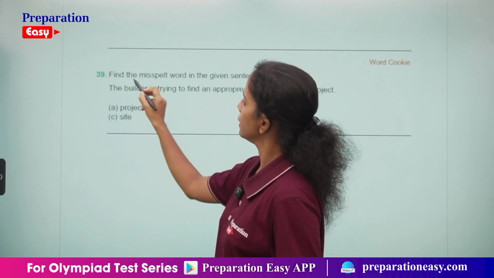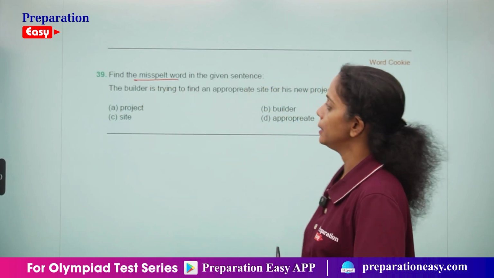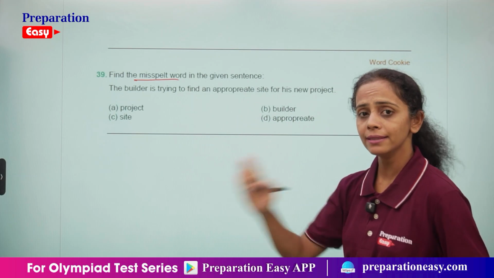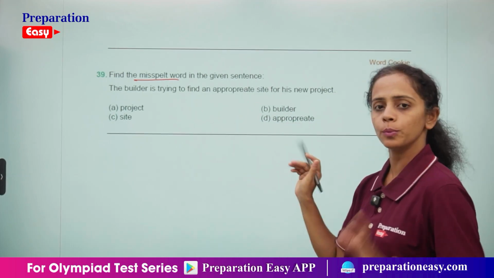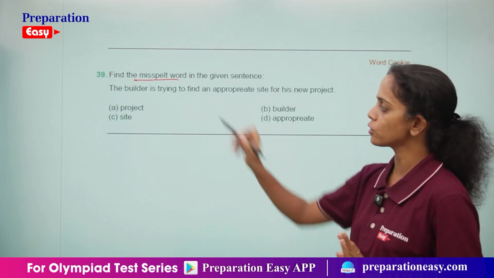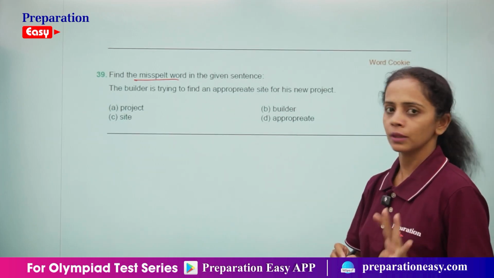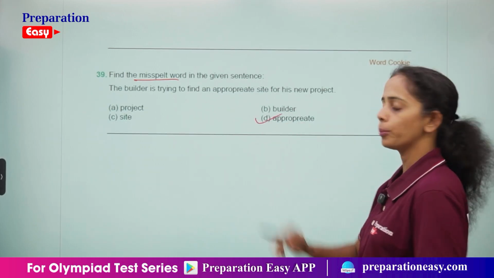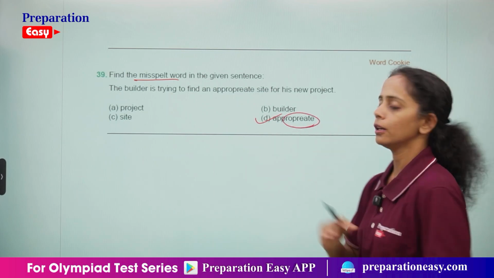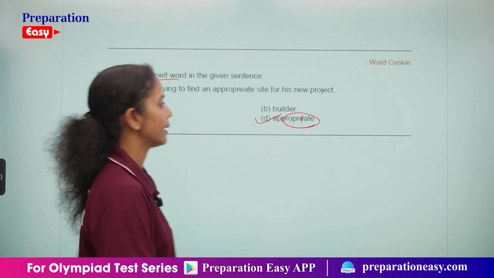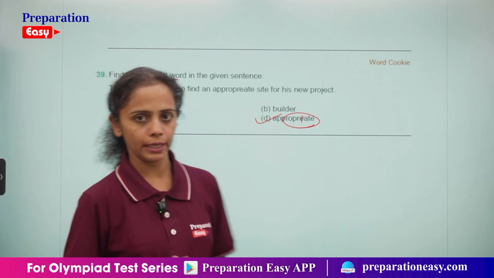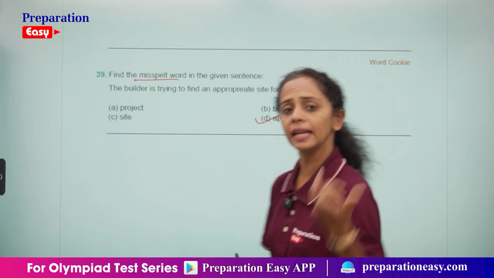Next, again it's a misspelled word. The builder, again the best tip, don't read the statement. Focus on the options because the misspelled word is only in these 4. Got it? The word is appropriate. This spelling is wrong. Over here it's going to be A-P-P-R-O-P-R-I-A-T-E. Clear? It's appropriate. Appropriate means a correct place.